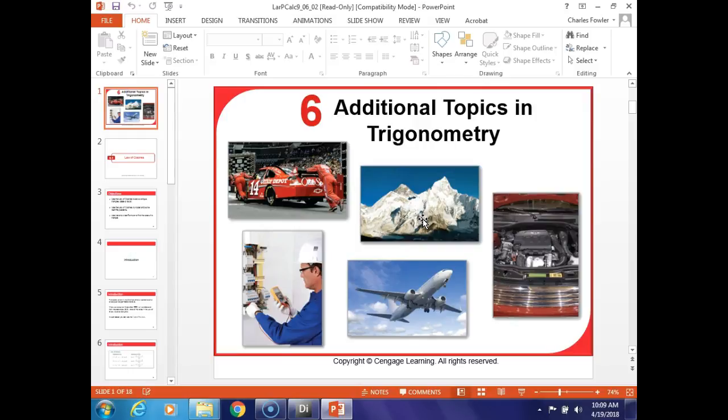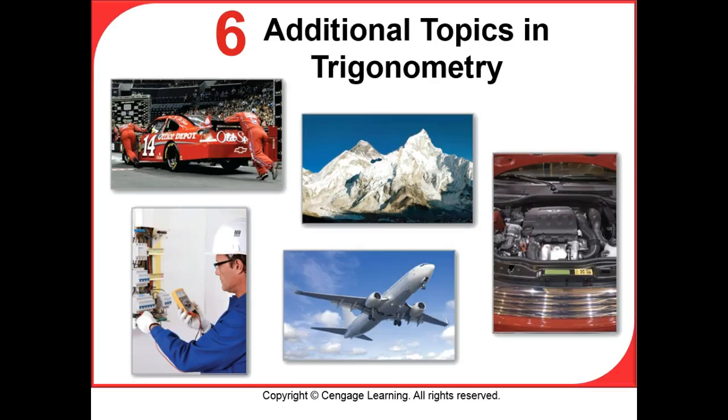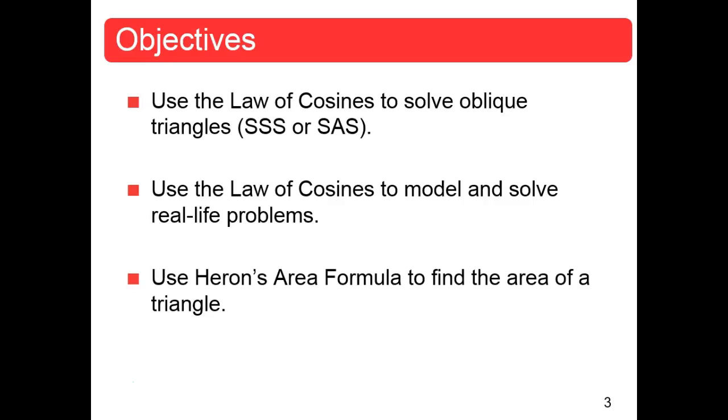So they finally came up here. Additional topics in trigonometry. Let's go to current slide. This is chapter 6. Section 6.2 is the law of cosines. We've done the law of sines, but that only works for certain situations. The law of cosines we're going to use to solve the other situations you could have with an oblique triangle.